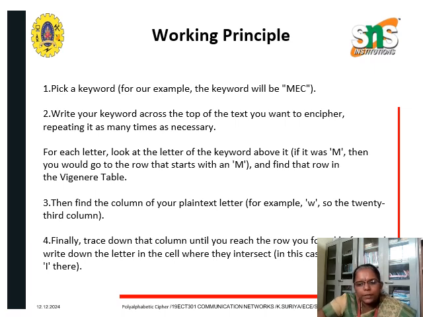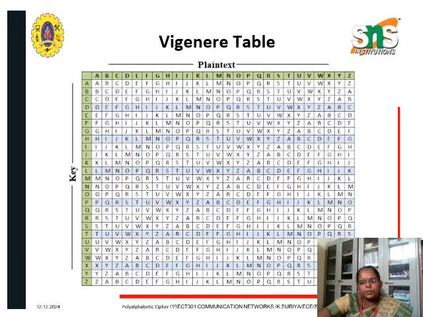So next we'll see the working principle. Pick a keyword, for example MEC. You write the keyword across the top of the text you want to encipher, repeating it as many times as necessary. For each letter, look at the letter of the keyword above it and find that row in the Vigenere table. Then find the column of your plain text letter. Finally, trace down that column until you reach the row. You'll get a letter at the intersection point, so that letter will be substituted.